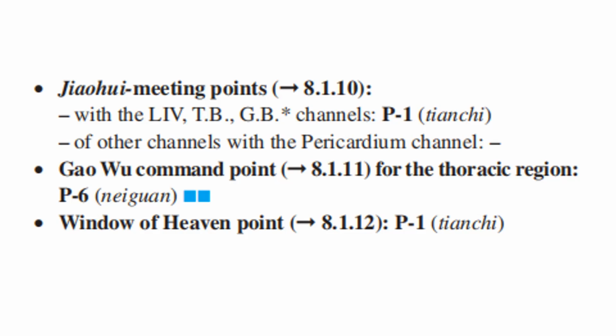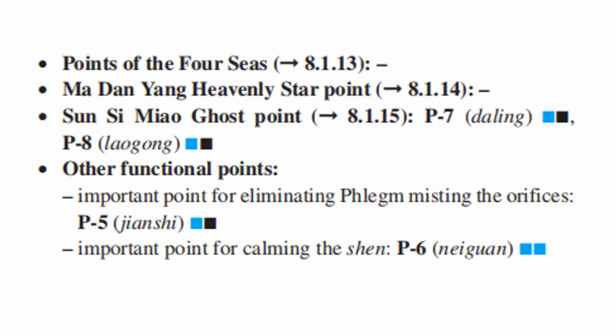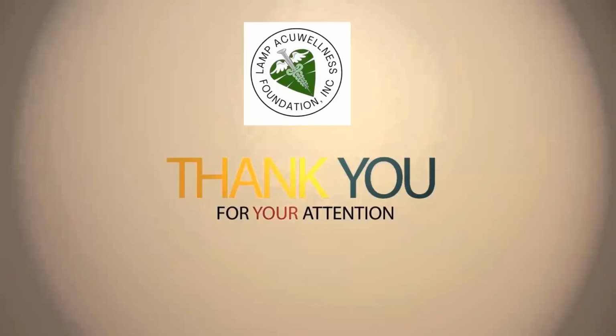Gao Wu command point for the thoracic region, P6. Window of heaven point, P1. Points of the four Cs, Ma Danyang heavenly star point, there's none. Sun Simiao ghost point, P7, P8. Other functional points: important point for eliminating phlegm and misting the orifices, P5. Important point for calming the shen, P6.